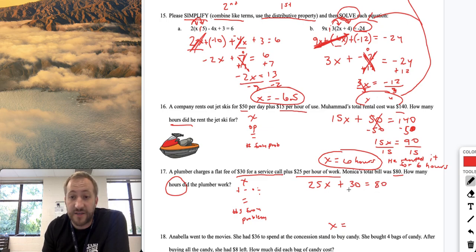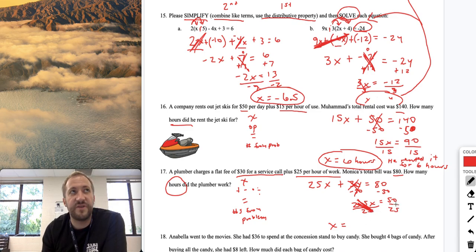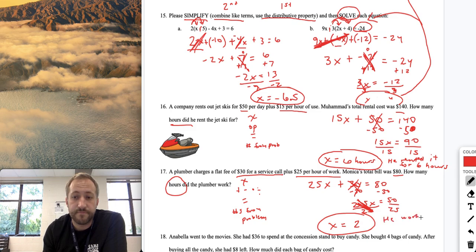So let me get rid of the constant first. I'll subtract 30 from both sides, and that gets rid of that constant. So now I'm left with 25x equals 80 minus 30. That's just 50. I'll get rid of that 25 by dividing both sides by 25. Now I'm left with x is equal to 50 divided by 25. That's just 2. The variable answers the question. So how many hours did the plumber work? He worked 2 hours. All right, I'm going to give that an erase so I can scroll down.